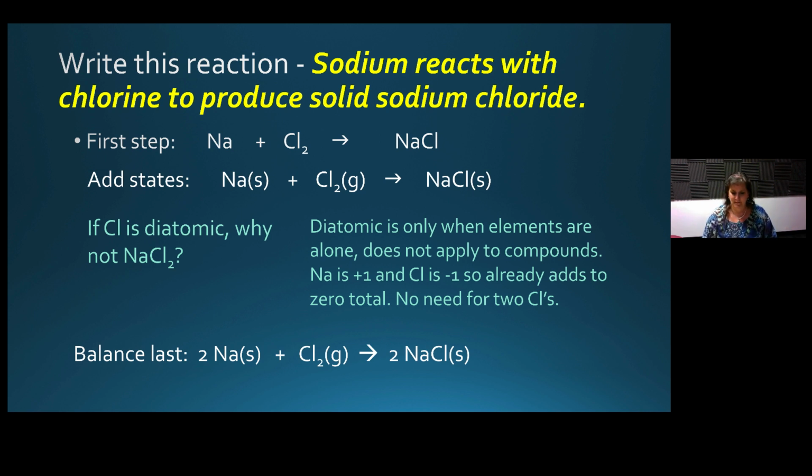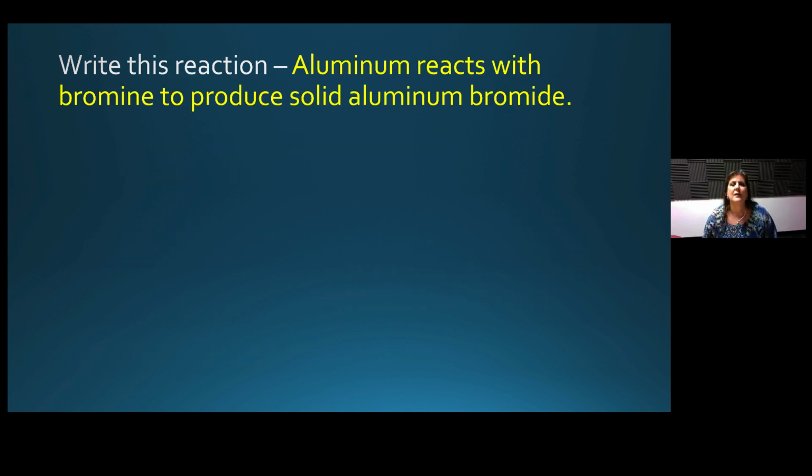Good job. Let's try another one. See if you can write out this reaction now that you've seen one. Aluminum reacts with bromine to produce solid aluminum bromide.